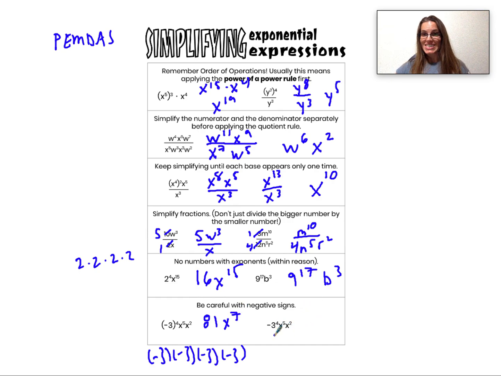Here, where the negative is not in parentheses, -3 to the 4th is -1 times 3 to the 4th, times 3 times 3 times 3 times 3. 3 to the 4th is 81, times -1 is -81 x to the 7th. Very common source of error. If there are parentheses, we are repeatedly multiplying a negative number by itself. No parentheses is just a -1 coefficient times 3 to the 4th power.